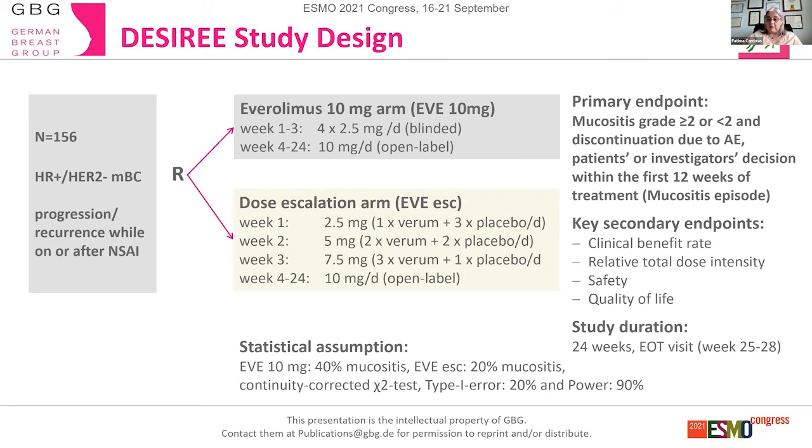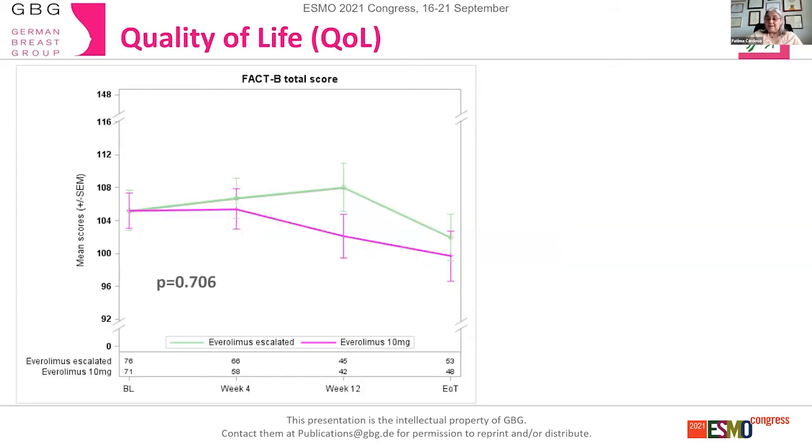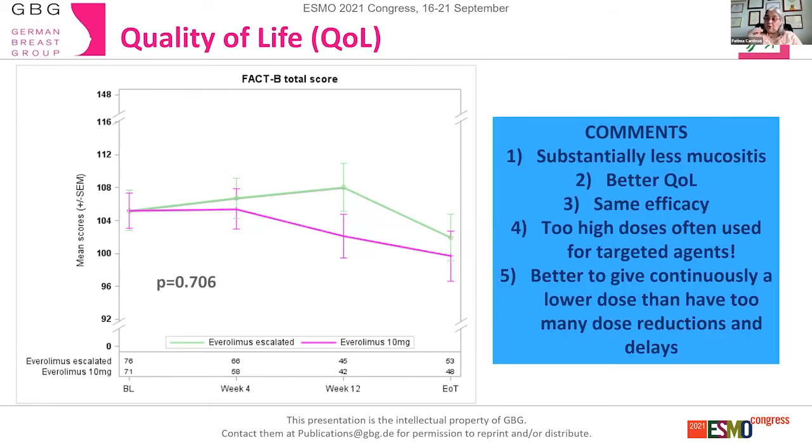And what they saw is that there was a huge difference in the quality of life. It was much better, with no difference in efficacy, if you start low and you increase only for those who are very well tolerated without the mucositis. So very often, again, this idea that we don't need to go with a maximum dose of all these agents.